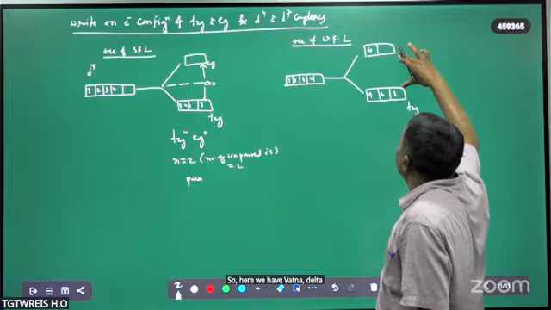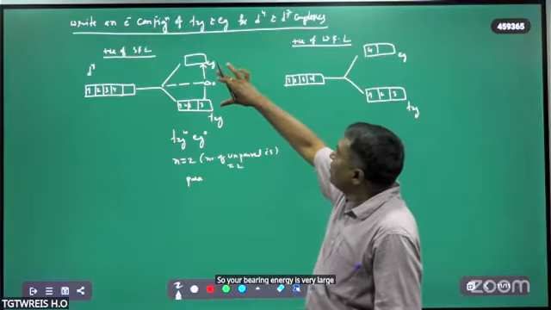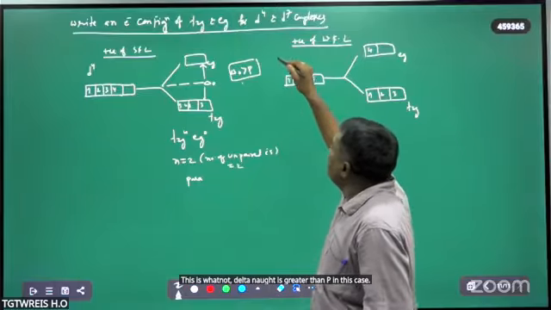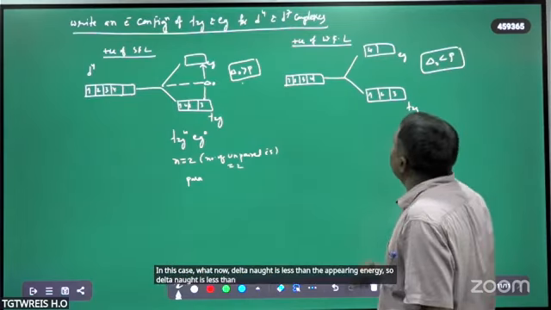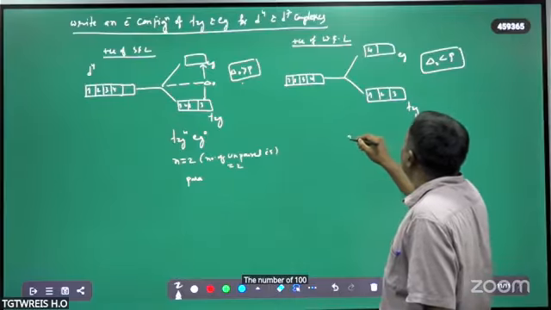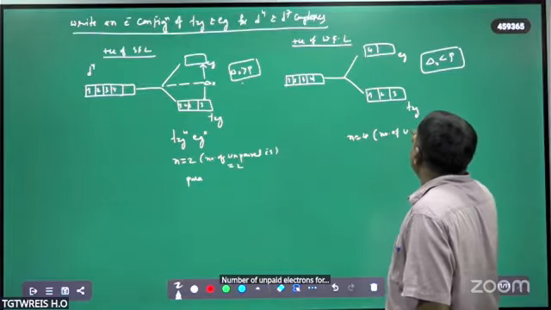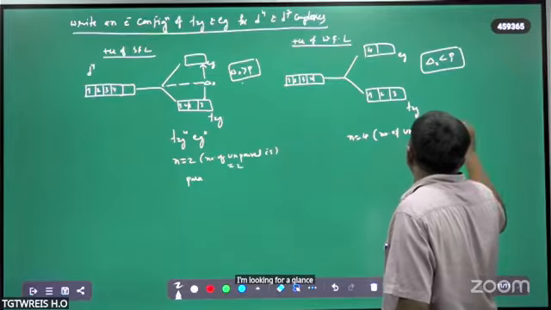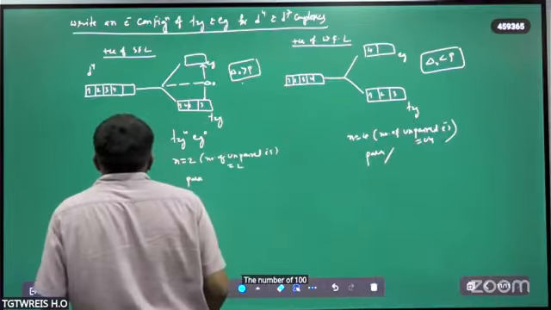Here delta naught is lower than the pairing energy. Here the pairing energy is very large, but here the pairing energy is less. In the strong field case, delta naught is greater than P. In the weak field case, delta naught is less than the pairing energy. The number of unpaired electrons is 4 in the weak field case, so it is also paramagnetic. In the strong field case the number of unpaired electrons is 2, which is paramagnetic.